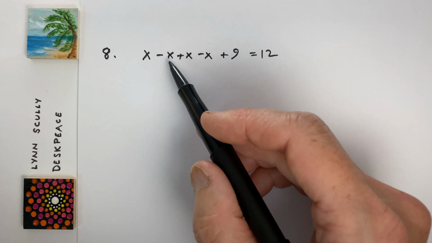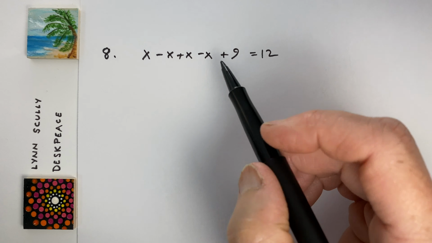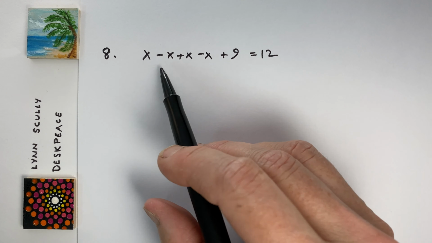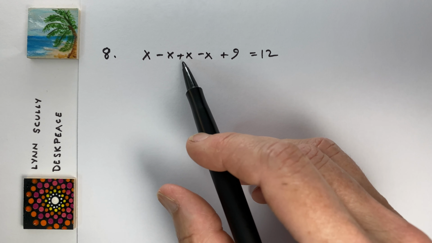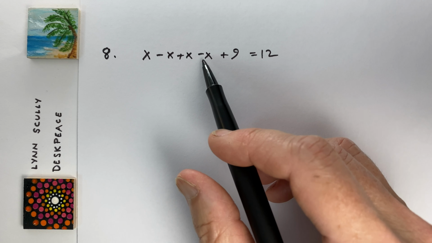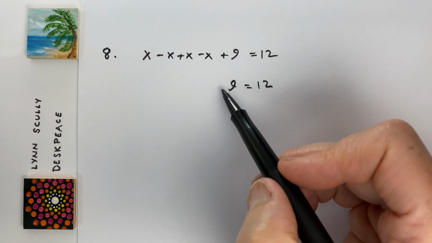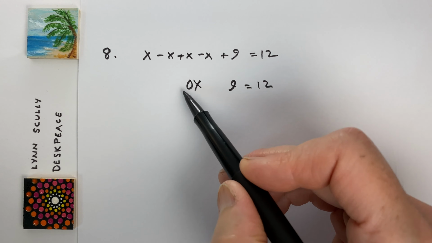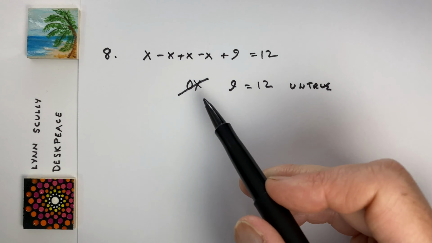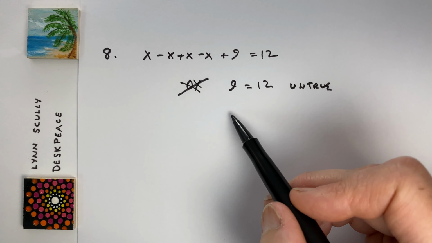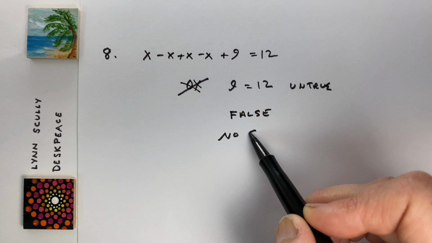Number 8, x minus x plus x minus x plus 9 equals 12. So we always combine from left to right. We do our addition. 1 minus 1 is 0 x's. Plus 1 is 1 x. Minus x is 0 x's. So I'm getting 9 equals 12. As you see, my x's went away, and I'm left with an untrue statement. So when your unknown goes away and you're left with an untrue statement, then it is false, and you have no solution.